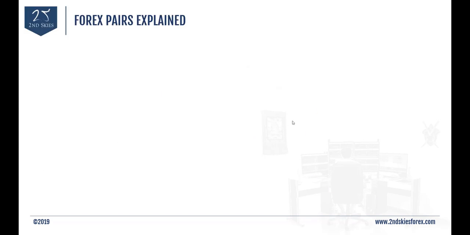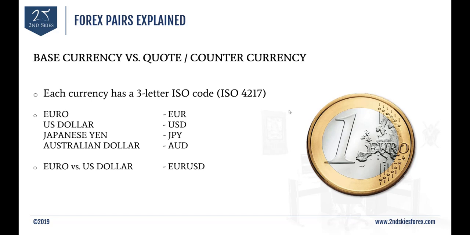Okay, so what it basically comes down to is there's really one way to look at it. You have a base currency, and you have another currency which is called the quote, or sometimes called the counter currency. Every currency for every country has a 3-letter ISO code, that's ISO 4217. So, for example, the euro is going to be known as EUR. That's its 3-letter code. The US dollar, USD, United States dollar. Japanese yen, JPY. Australian dollar, AUD. So every currency has its own 3-letter code.